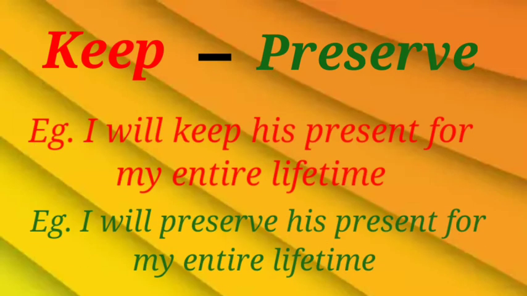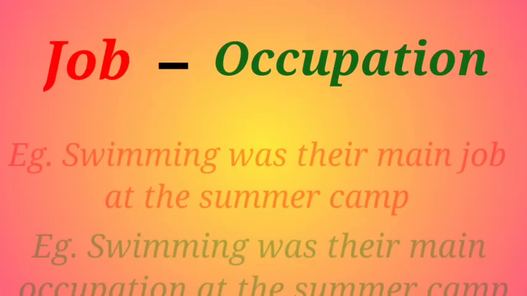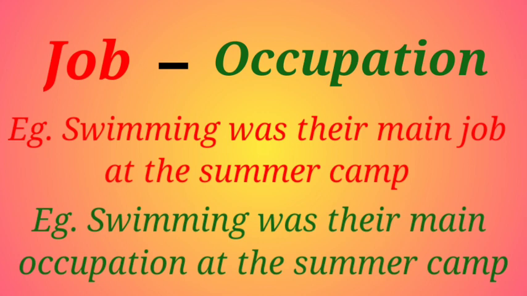Preserve in place of keep. Example, I will keep his present for my entire lifetime. I will preserve his present for entire lifetime. You can see how much difference it makes. Occupation in place of job. Example, swimming was their main job at the summer camp. Swimming was their main occupation at the summer camp.